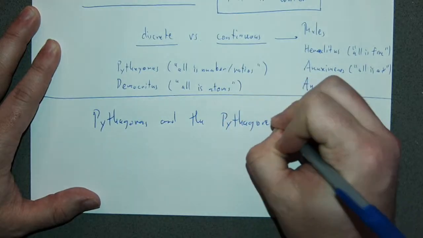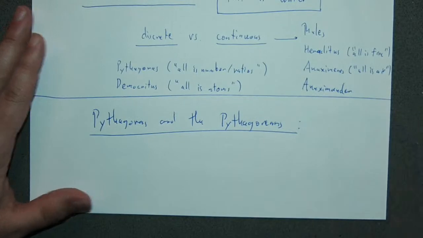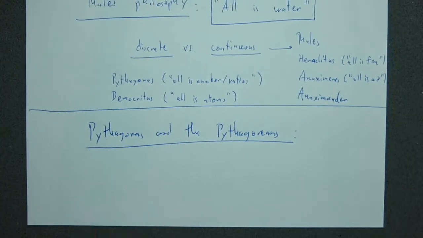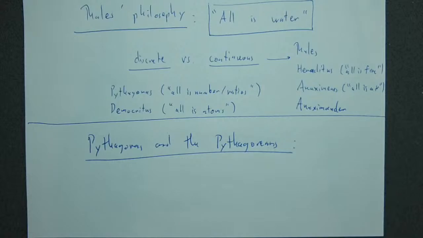So, Pythagoras and the Pythagoreans. The Pythagoreans were essentially kind of 50% a political party and 50% a religious cult. But part of their religious cult activities, of course, was engaging in mathematics. In fact, the first use of the word mathematics came from the Pythagoreans.